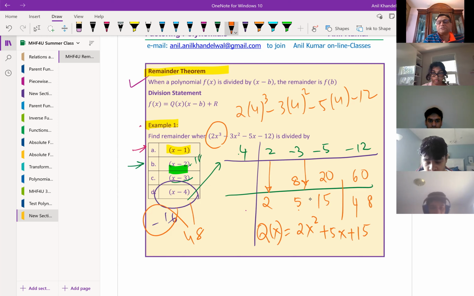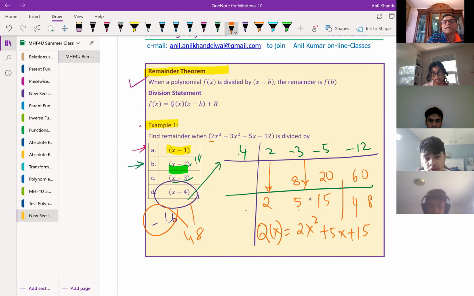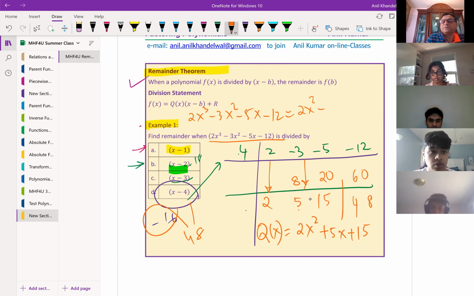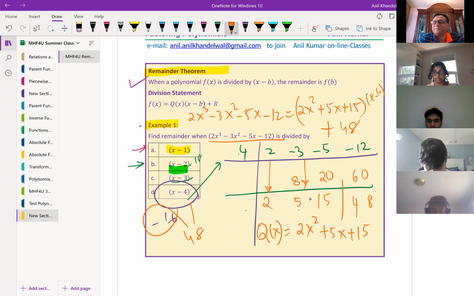If you have to write this in a division statement, how will you write this? So this function can be written as 2x cubed minus 3x squared minus 5x minus 12 is equal to what? This factor, which is the quotient, which is 2x squared plus 5x plus 15, times x minus 4, right? Plus the remainder, which is 48. Is that clear to you? So that becomes your division statement.